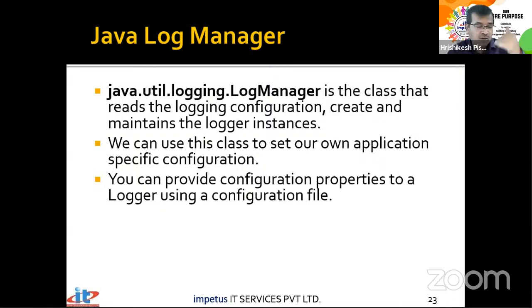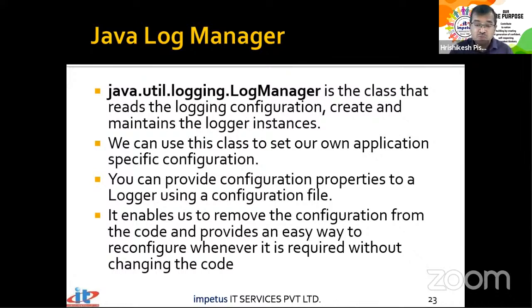What is the default handler? What level should be logged? What should be the name of the file? What kind of logger we'd like to use? Everything I can specify inside a text file, a separate file. And the log manager will look out for that file, read that configuration file, and set up the entire logging architecture based on whatever configuration details you have supplied inside that particular file.